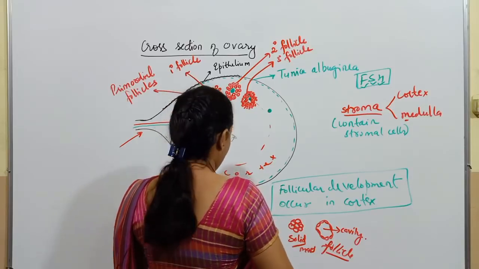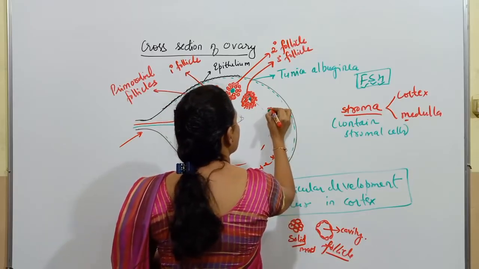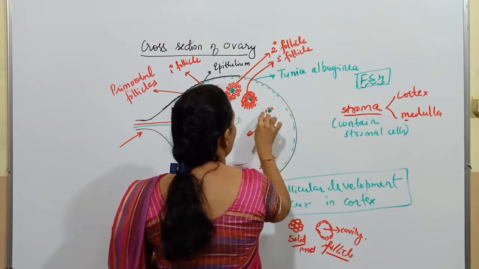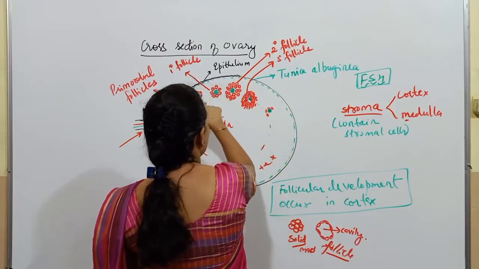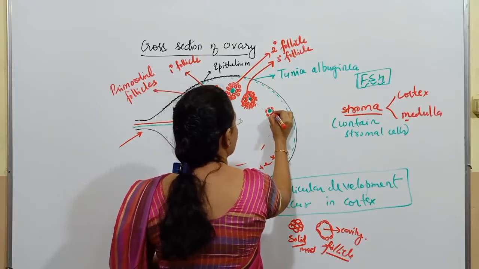And certain cells surround the secondary oocyte. Now all these, this is oogonia, this is primary oocyte, this will be secondary oocyte.